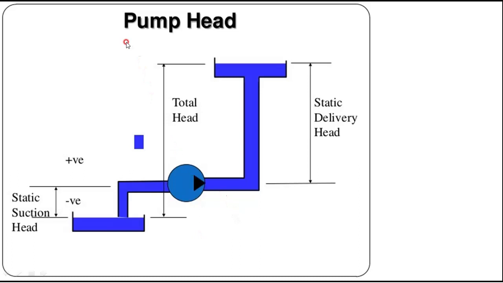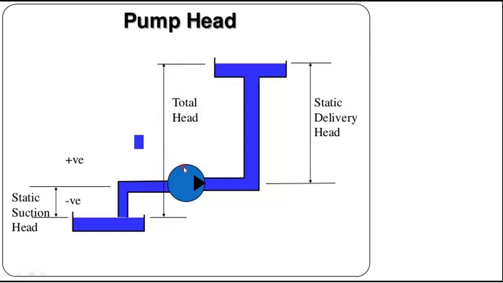Now this diagram is very important. Okay, now see, this is the existing water level, and this is the desired water level. You want to pump the water from here to here. Then the total head required to transfer water from here to here is this one. You can measure it from this end to this end. This is called the total head.